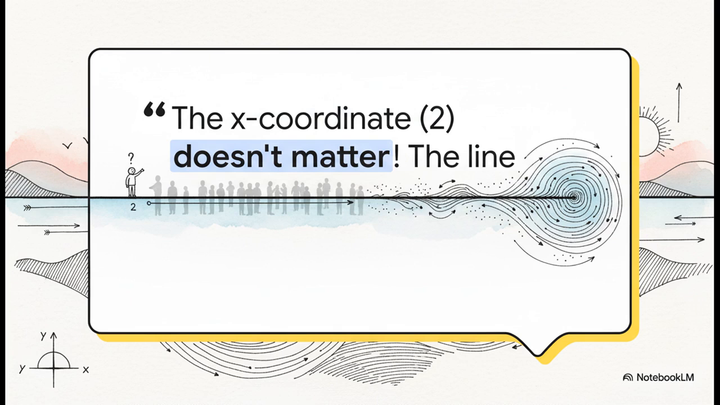And notice something really important here. That x-coordinate, the 2, it's completely irrelevant. It doesn't matter at all. Why? Because a horizontal line like y equals 5 exists at that exact same height forever. It's at a height of 5 everywhere, for every single x value you can imagine. The point (2, 5) is just one little stop on an infinite horizontal road.